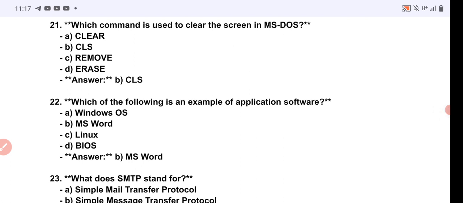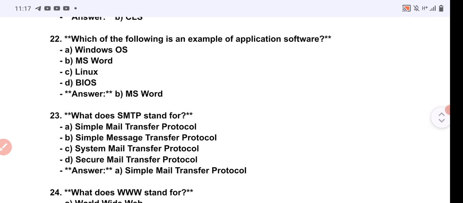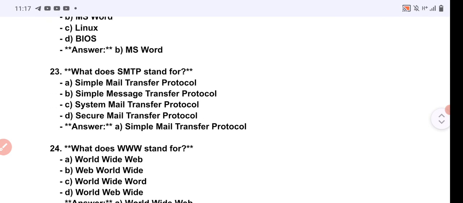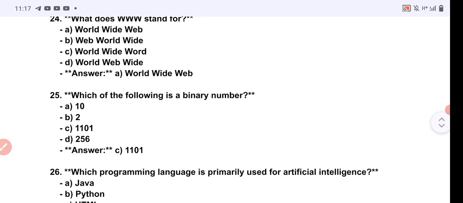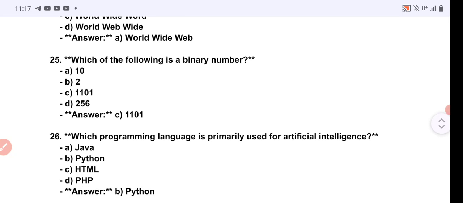Question number 22, which of the following is an example of application software? MS Word is the right answer. Question number 23, what does SMTP stand for? Simple Mail Transfer Protocol. Question number 24, what does WWW stand for? World Wide Web. Question number 25, which of the following is a binary number? Binary number क्या है? 1101.